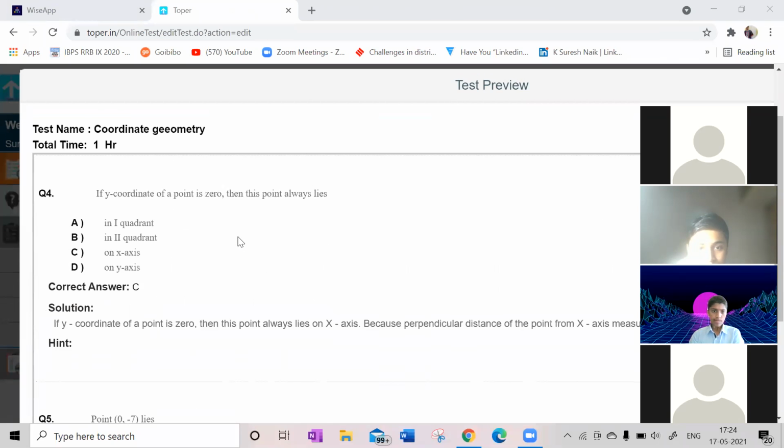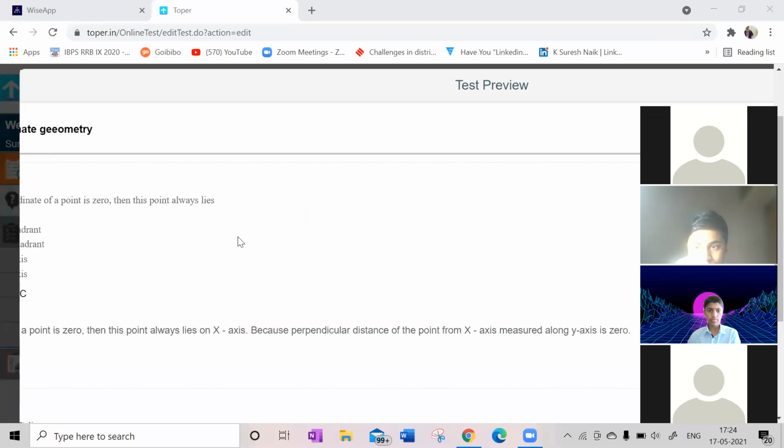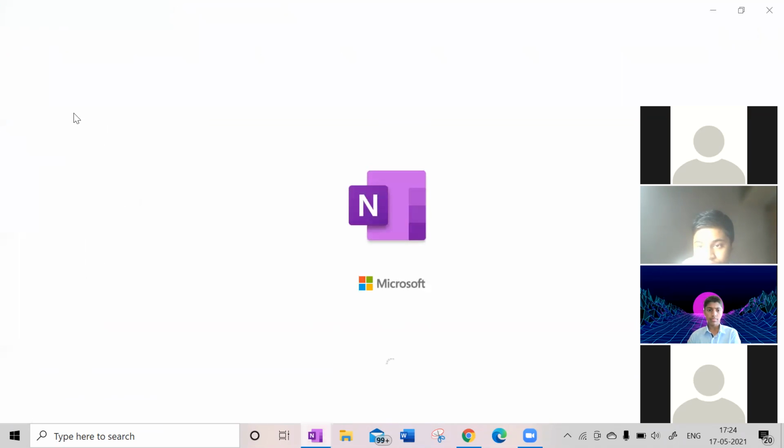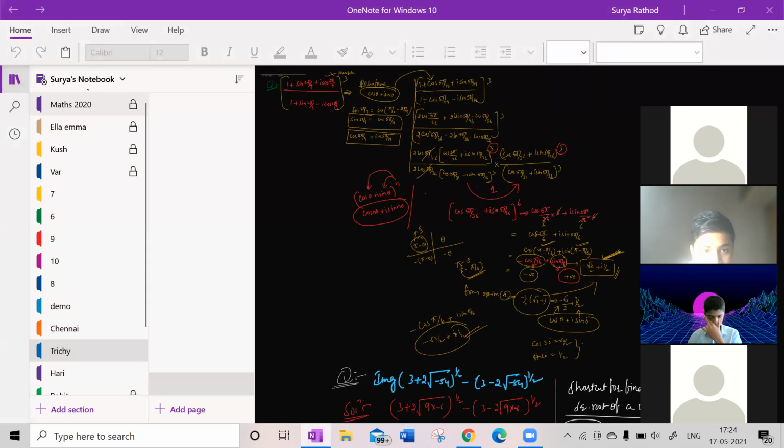So fourth question: if the y coordinate of a point is 0, then the point always lies on what? X-axis. If the y coordinate of a point is 0, then the point always lies on the x-axis, because the perpendicular distance from a point to the x-axis, measured along the y-axis, is 0. That is what he has given as the hint. So let me explain it here.